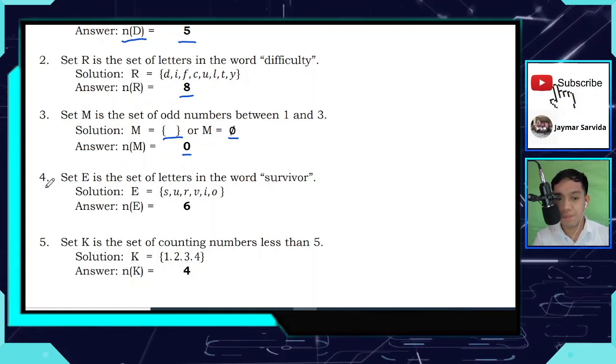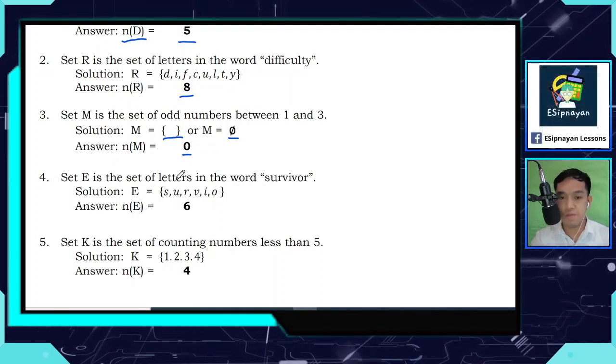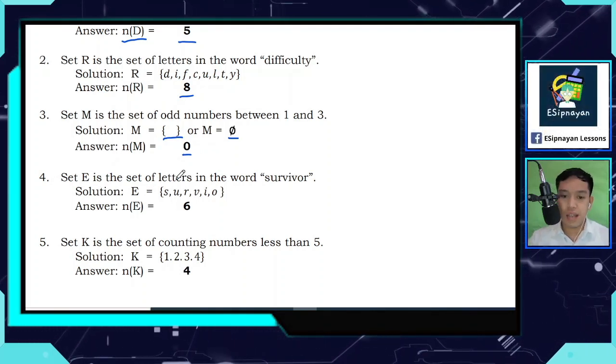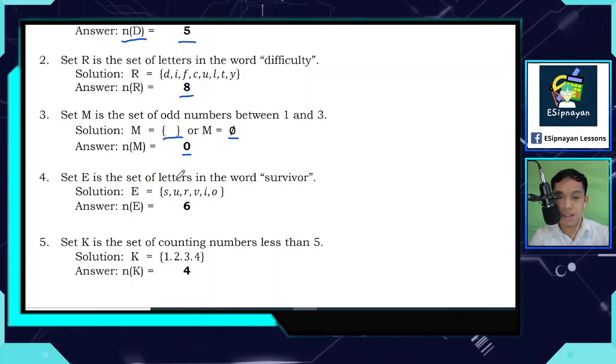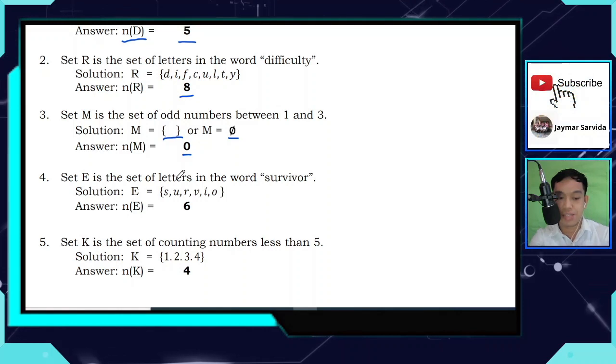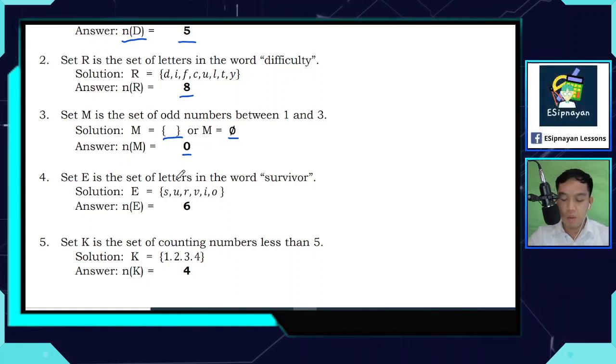Number 4. Set E is the set of letters in the word survivor. Okay, so dito class, sa ating solution, dapat hindi nga pa ulit-ulit. So isang V lang dapat yan kapag sinulat natin sa ating set. So we have S, U, R, V, I, and O. So, ilang elements lahat yan? We have 6 elements. Okay, so 6 lamang yan.